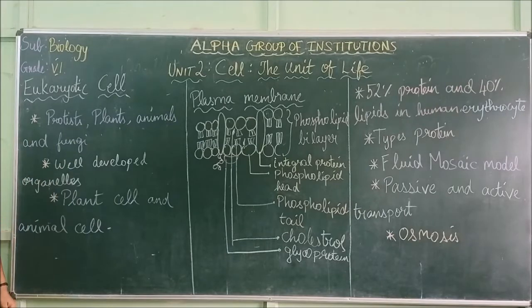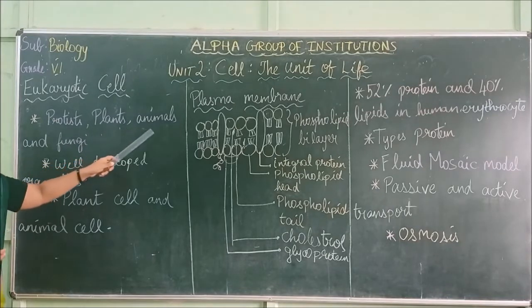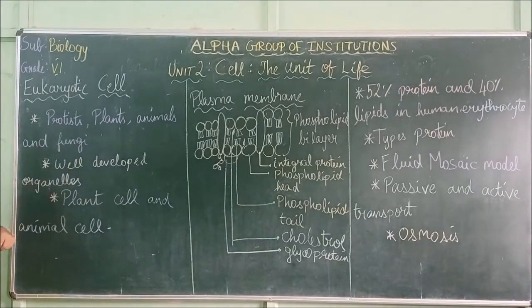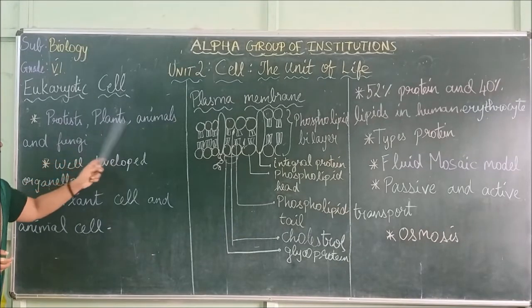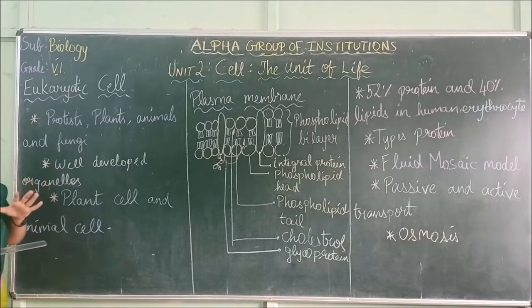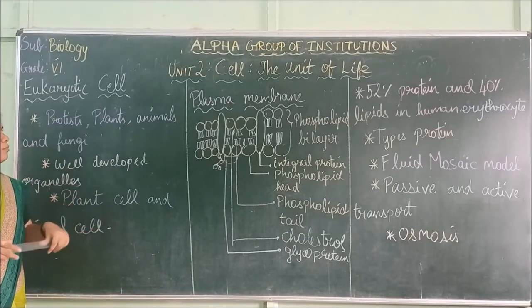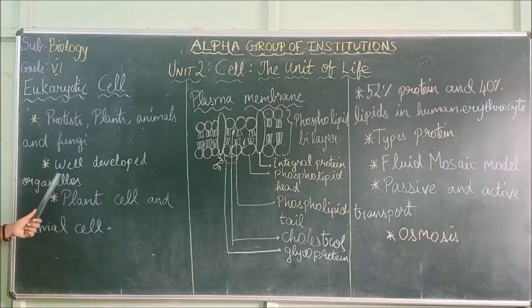Those cells are called eukaryotic cells. Now, where will these eukaryotic cells be present? They will be present in protists, plants, animals and fungi. Protists means the protista category. In these types of organisms, the eukaryotic cell will be present. Well developed cell organelles make it a eukaryotic cell.